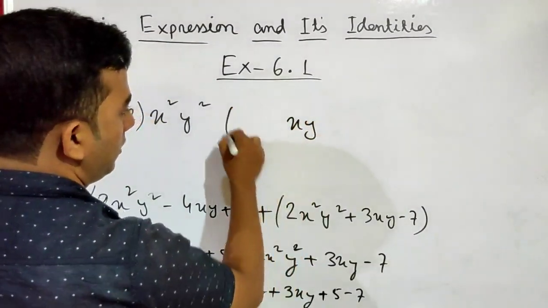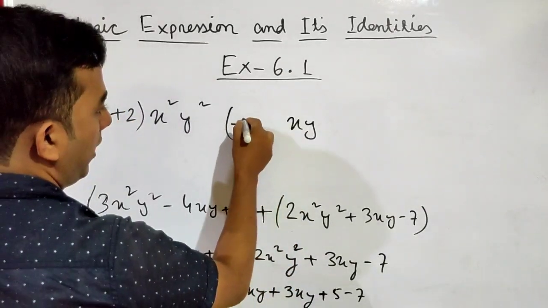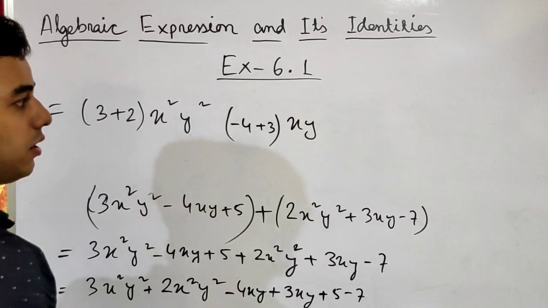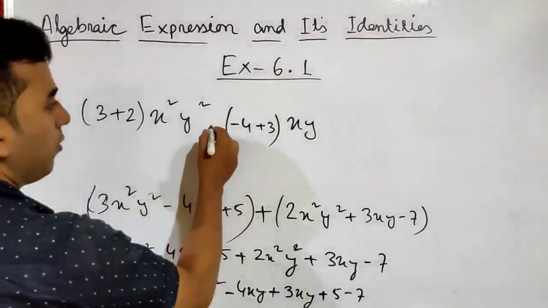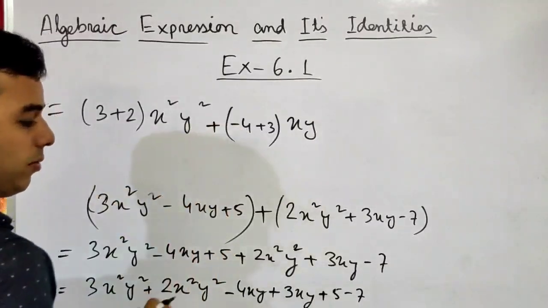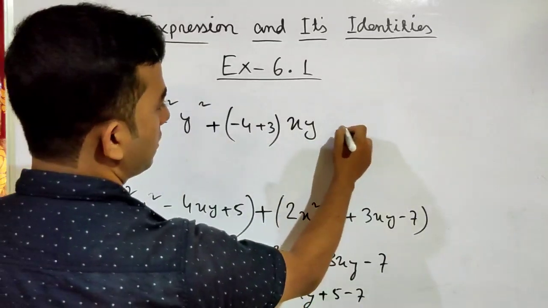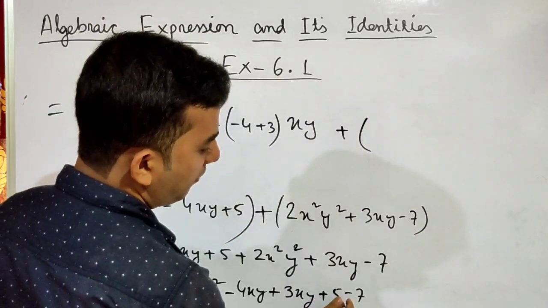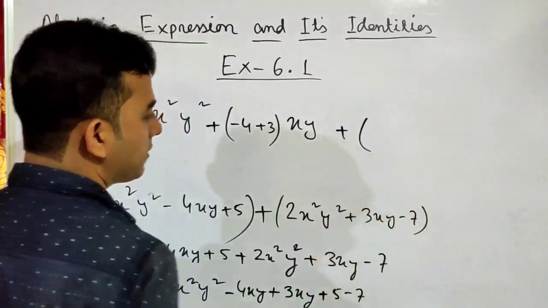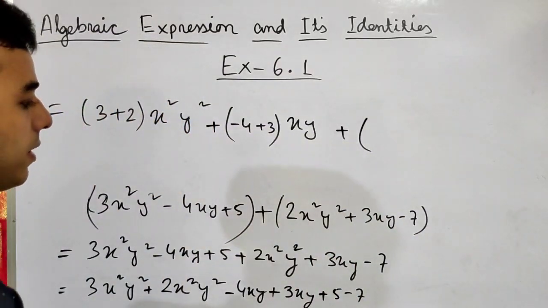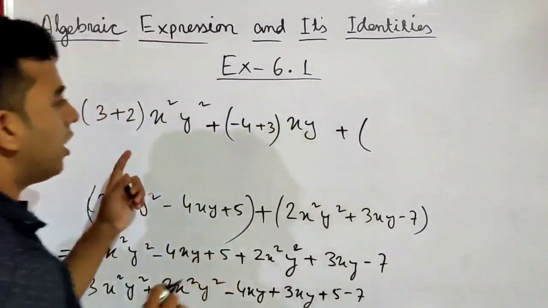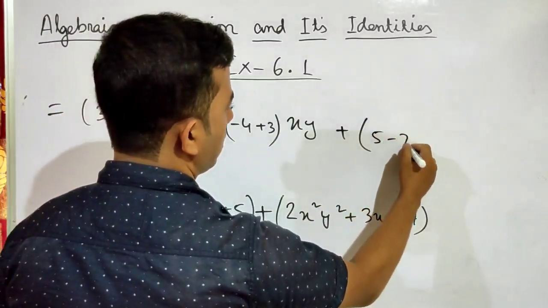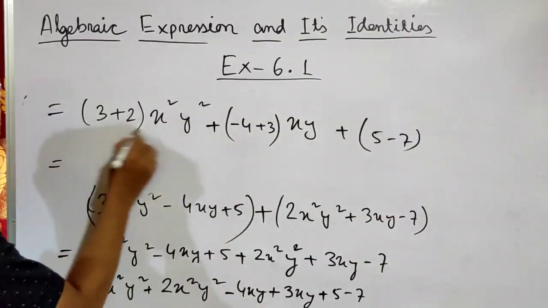xy common, and minus 4 plus 3, okay. Minus 4 plus 3, we'll put the plus sign, no problem. Next one is plus, because we are reading, isn't it, we'll put the plus sign. 5 minus 7, so 5 minus 7 is minus 2. If you don't want to write this line also, no problem, let's write it. What is the issue here, no issue.